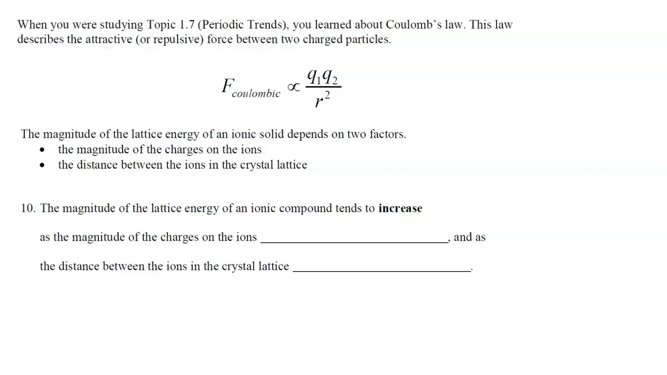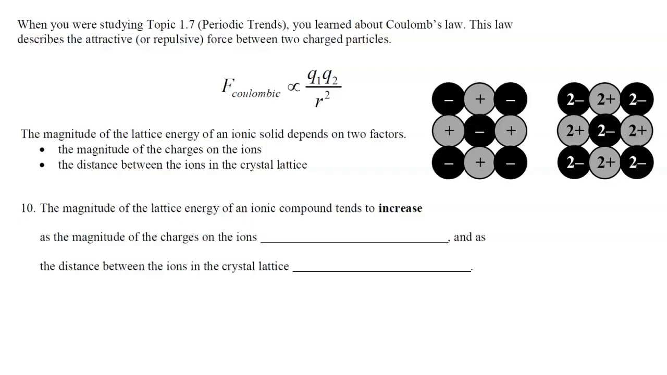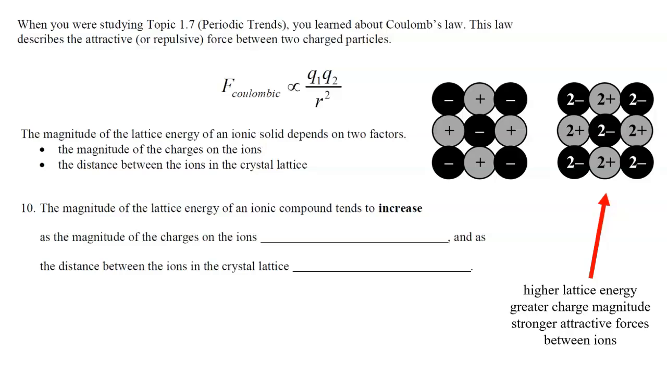So I'm referring to these two particle diagrams on this slide. And you can see from the particle diagrams that the sizes of the ions are approximately the same in each ionic solid. So the difference between them has to do with the magnitude of the charges on the ions. So in the particle diagram on the right, there's a greater charge magnitude. We can see ions that have charges of +2 or -2 as compared to the diagram on the left where the charges on the ions are either +1 or -1. So a greater charge magnitude would lead to stronger attractive forces between the ions.